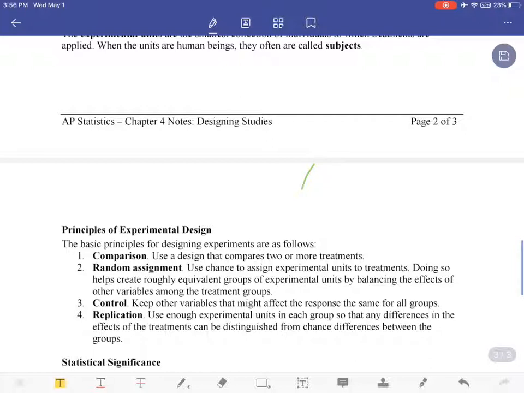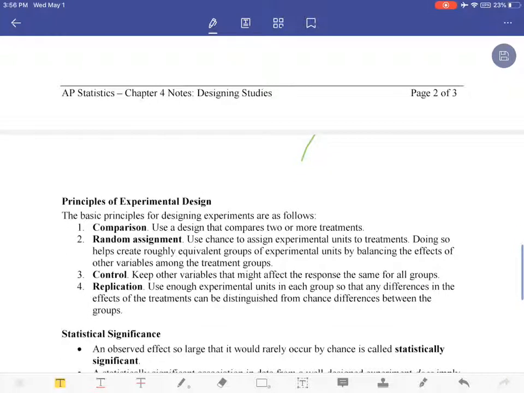So here are some of the principles of experimental design. First, we want to be able to compare our results. So that means that we have multiple treatments, right? Because if I give everybody in the class the height pill, I don't have anything to compare it against. But if I have the height pill and then the other half the placebo, I have something to compare the height pill against. So we want to make sure you have comparison.